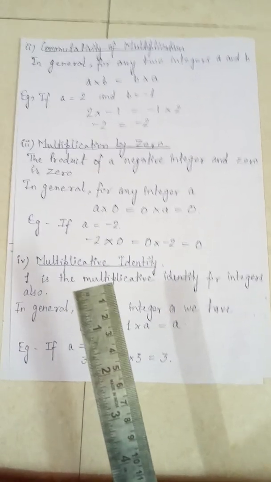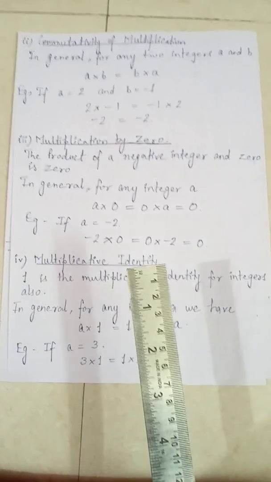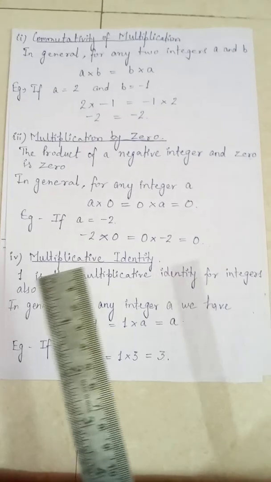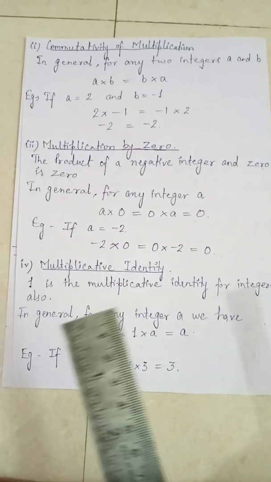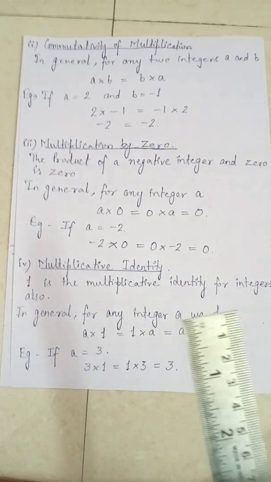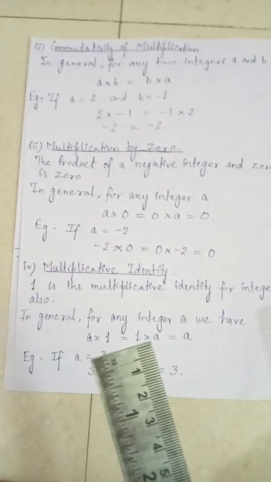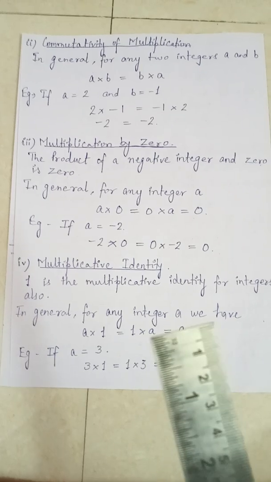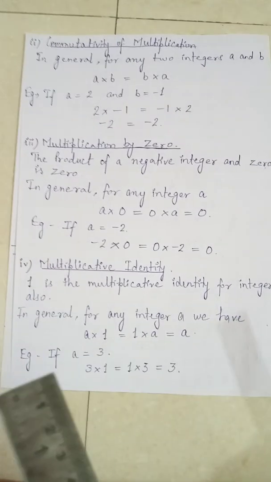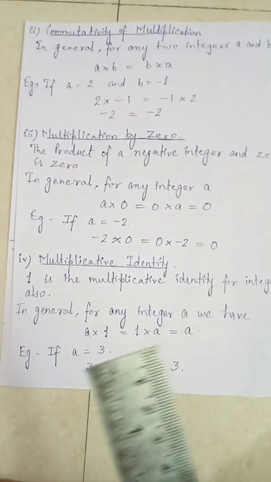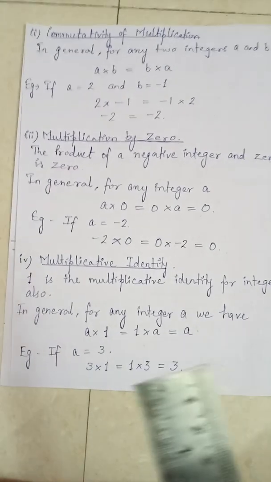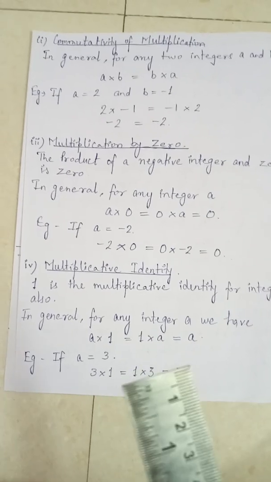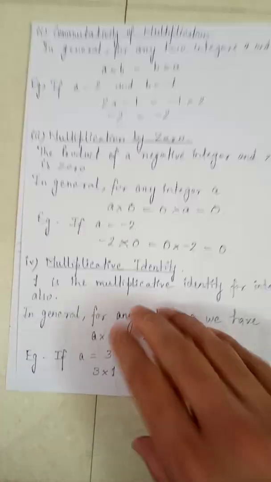The next subheading is multiplicative identity. 1 is the multiplicative identity for integers also. In general, for any integer a, we have a multiplied by 1 will be equal to 1 multiplied by a gives you a only. Example, if a equal to 3, when we multiply any integer with 1, we get the same integer, that is 3 into 1 equal to 1 into 3 gives you 3 only.